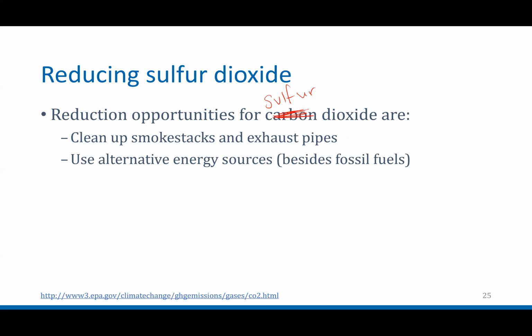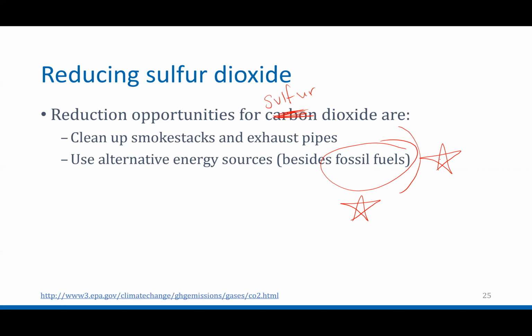So reduction opportunities for this, there's not as much literature I could find available as I could for carbon, but the easiest ways I could find were to clean up smokestacks and exhaust pipes. So again, you can tell this comes from fossil fuels. You'll see a trend here where all three of these gases are produced from burning fossil fuels. So reduction opportunities here, just clean up the smokestacks and exhaust pipes where the sulfur dioxide residue can collect.